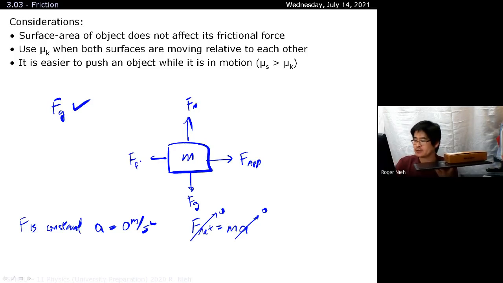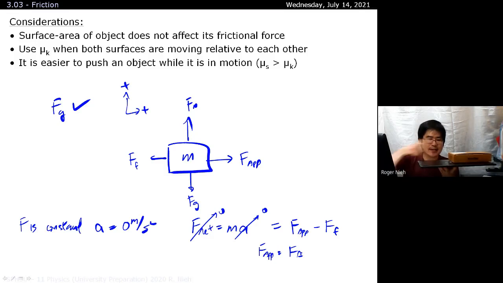So if my F net is equal to 0, what that tells me is that the force I apply minus the force of friction is equal to 0, or the force that I apply is equal to the force of friction. So what I'm going to do is take that scale, clip it onto the end of this box, and drag it. And while I drag it at a constant velocity, I'll measure a numerical value. Okay, so it is possible to measure the force applied.